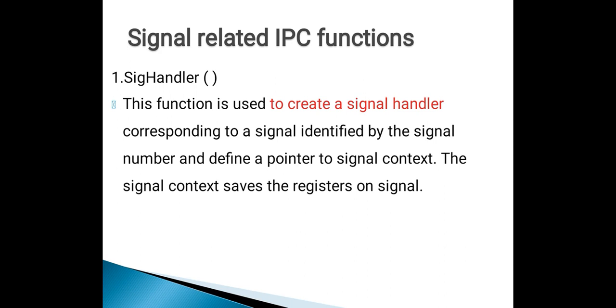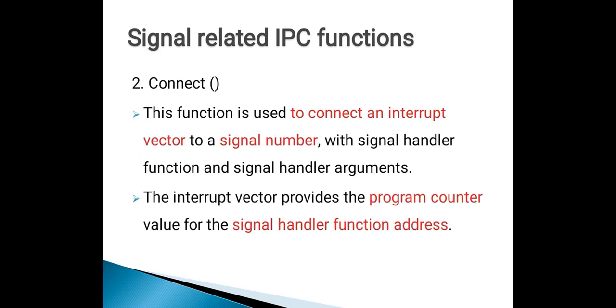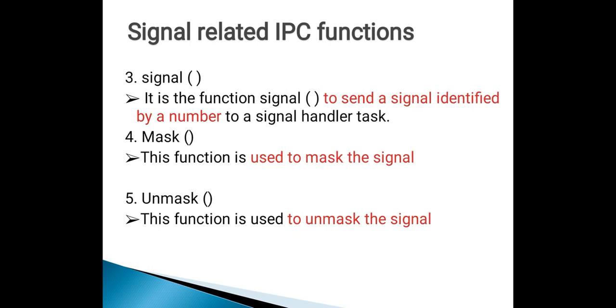Second point, connect function. It is used to connect an interrupt vector to a signal number with signal handler function and signal handler argument. This interrupt vector table provides the value of program counter as a signal handler function address. Third point, signal. This function is used to send a signal identified by a number to a signal handler task.